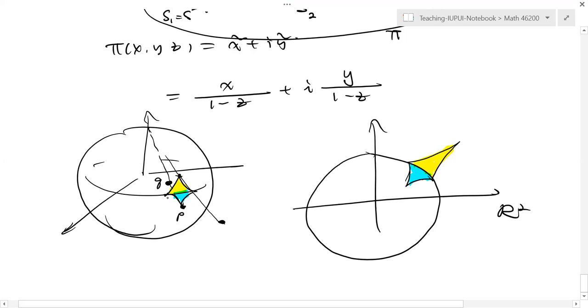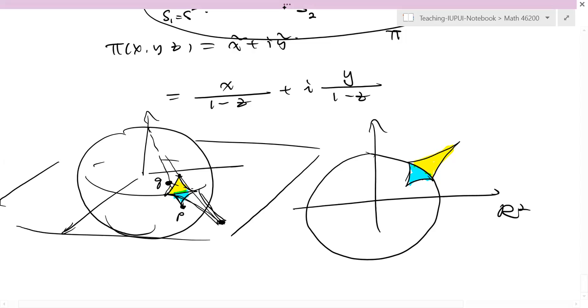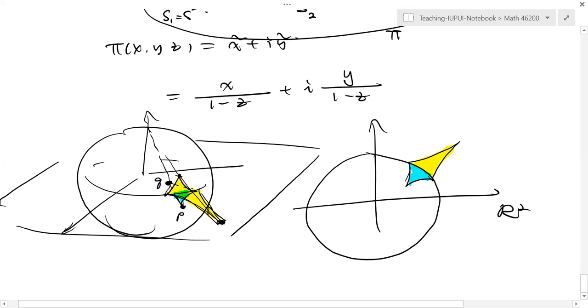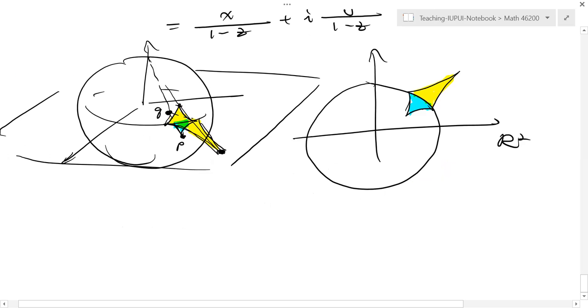Okay. So the picture, if I want to draw here together, I probably have to draw like this. So this will be the yellow part, the shadow. Right, this will be the shadow onto the next one, onto the plane. Okay.